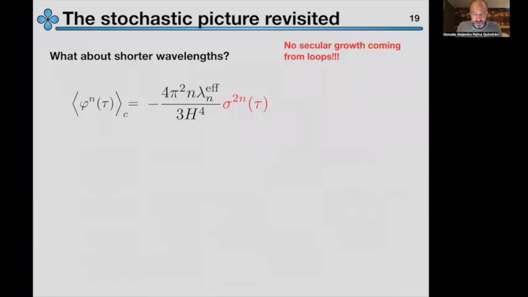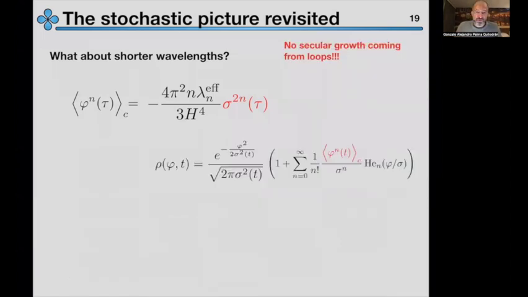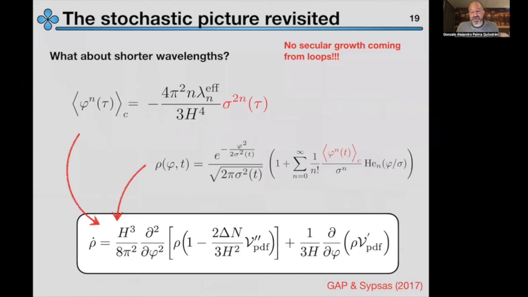So what can you do with these cumulants? Well, as we did before, we can compute the PDF describing the statistics of the fluctuations. And then we can study the evolution of these. And the evolution is dictated by this Fokker-Planck equation. And you can see that this result differs greatly from the result found by Starobinsky and Yokoyama.